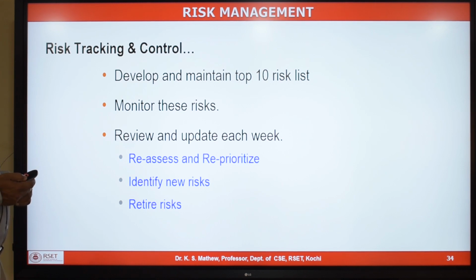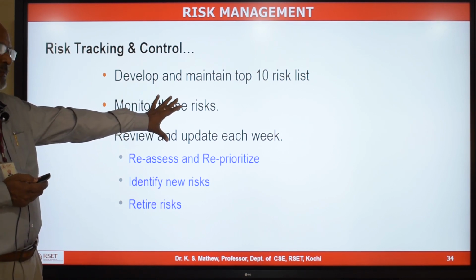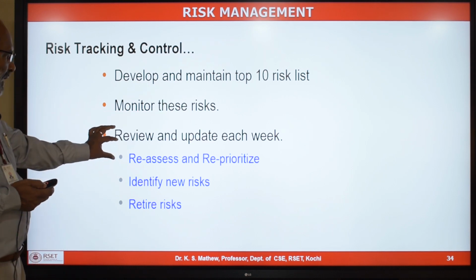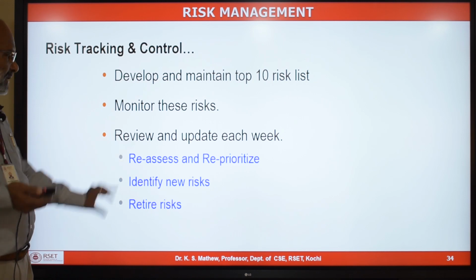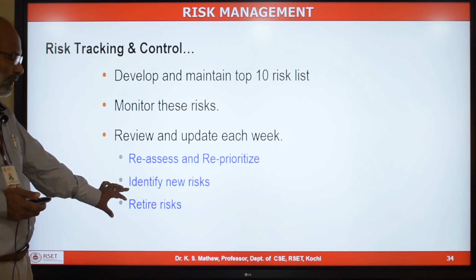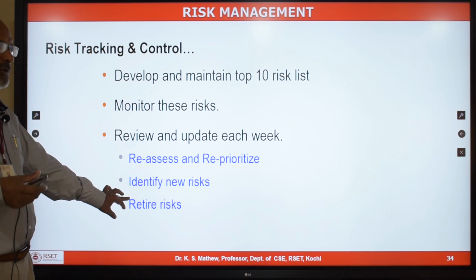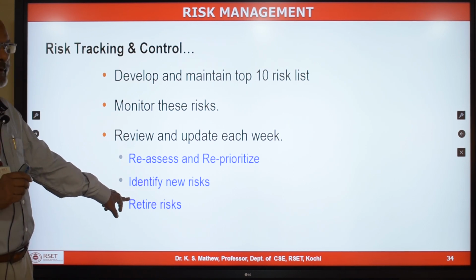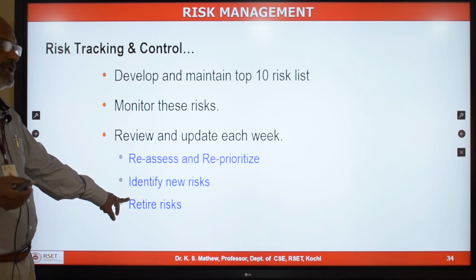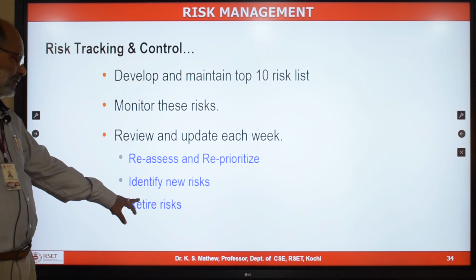Develop and maintain the top 10 risks. Monitor these risks. Review and update each week as part of your project progress and status monitoring. Reassess, reanalyze and reprioritize the risks. Identify new risks. And some of the risks may not be a risk after some time. When you get more information about the project, some of the risks which were identified based on assumptions may no longer be a risk in the project. Those risks can be removed from the list. That is what is called retiring a risk.